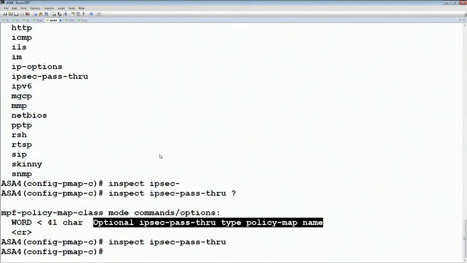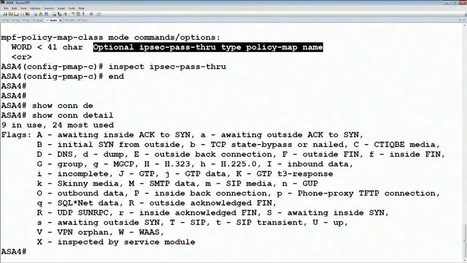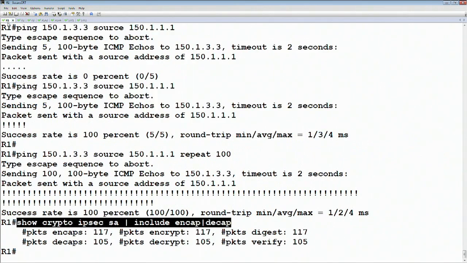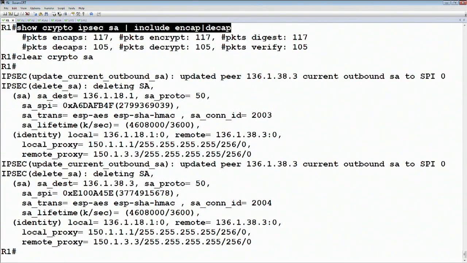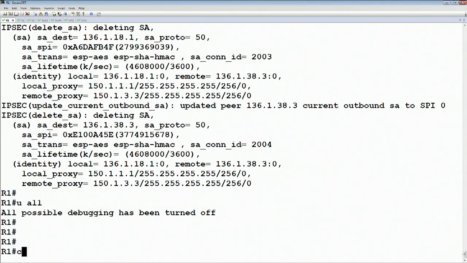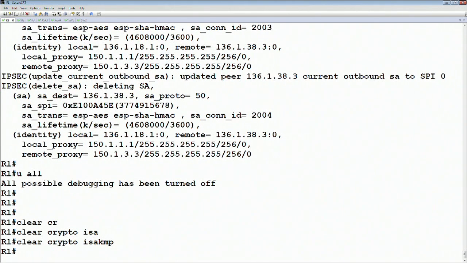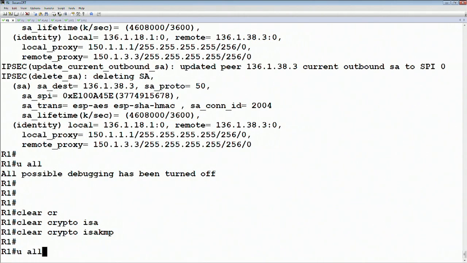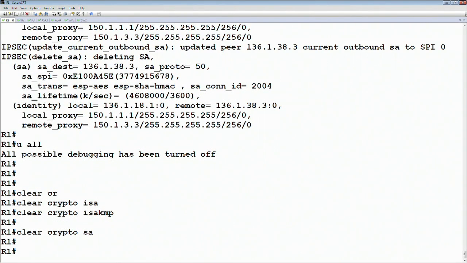So now let's look at the show conn detail on the ASA, and on router 1, let's clear crypto sa. That's going to delete our phase 2 SA. And let's say clear crypto isakmp. That's going to delete our phase 1 SA. Then let's reinitiate the tunnel. So ping 150.133 from 150.111.